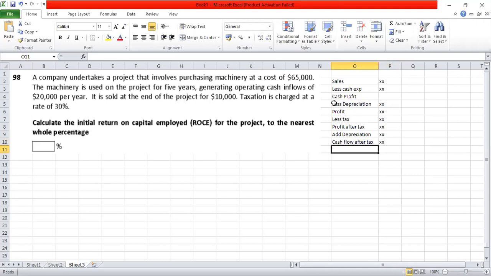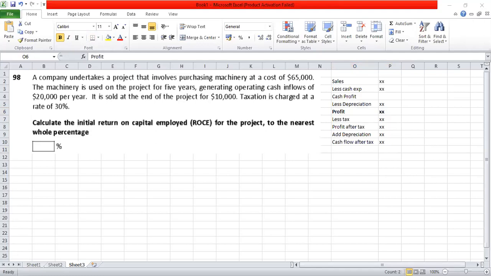The machinery is used on the project for 5 years, generating operating cash inflows of 20,000. So cash inflows are 20,000. We need to work out what is the cash flow before interest and taxes. This is the cash profit which we are focused on for the purpose of calculating ROCE. When ROCE has to be calculated, we need to know the amount of depreciation, because depreciation is an allowable expense to find out the profit. To find out the profit, the depreciation part of it has to be understood.